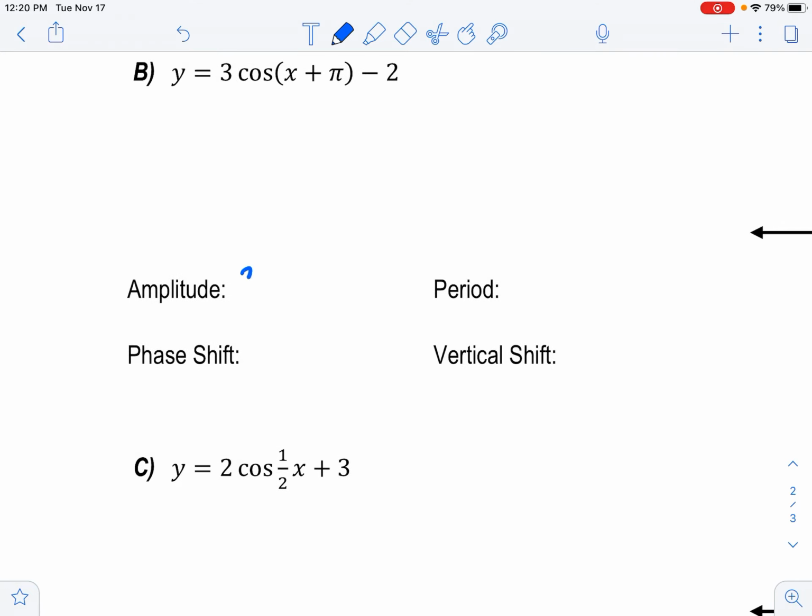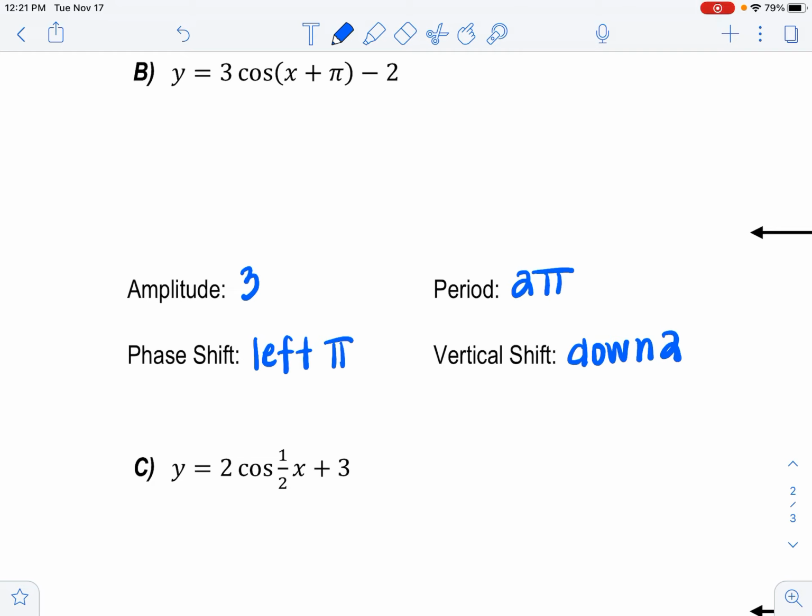So b value is 1, so I don't have to worry about factoring out. I can fill all this in. Cosine does have amplitude, so this is 3. My phase shift, this is moved left pi. Oh, sorry, let's do vertical shift next, down 2. The period is 2 pi divided by b, which is 2 pi.